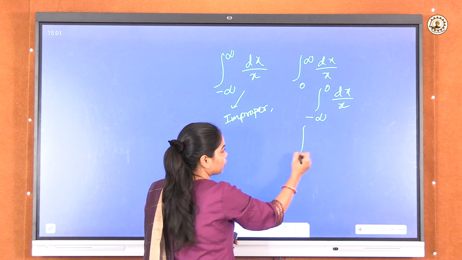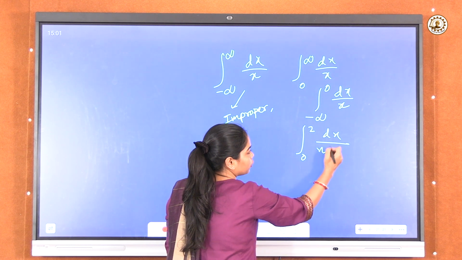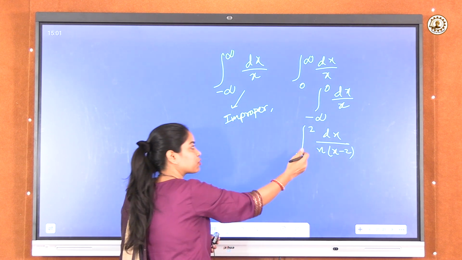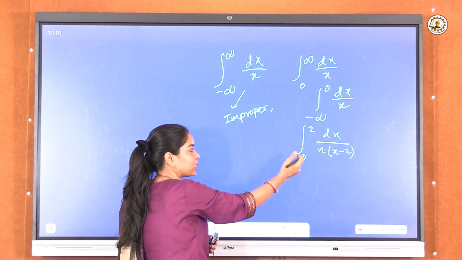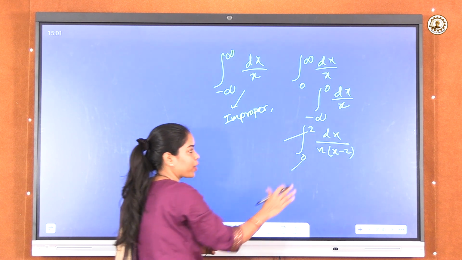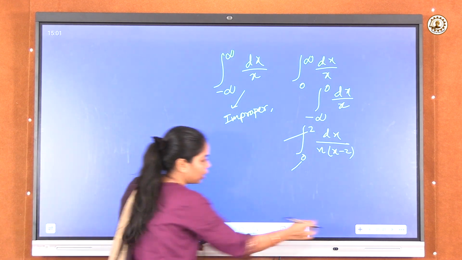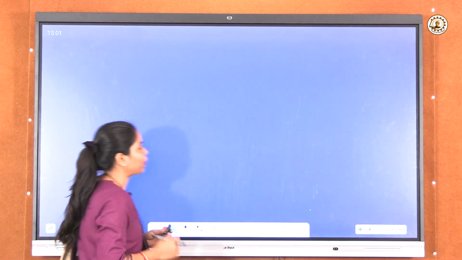And if the limits are finite, suppose 0 to 2 dx by x into (x minus 2), the limits are finite, there is no infinity, but this is also improper because 0 and 2 are points of infinity or singular points. Okay, now how to solve this type of improper integral?